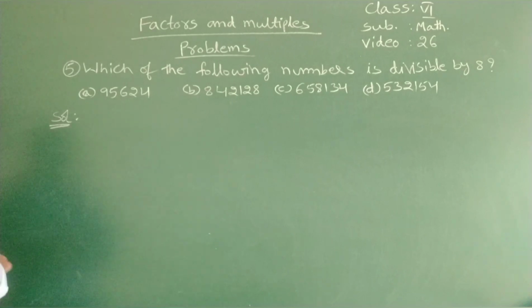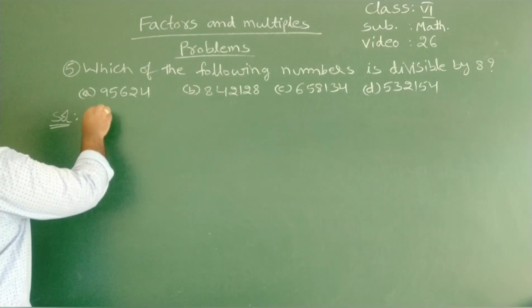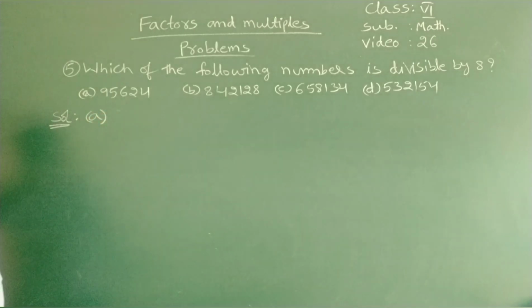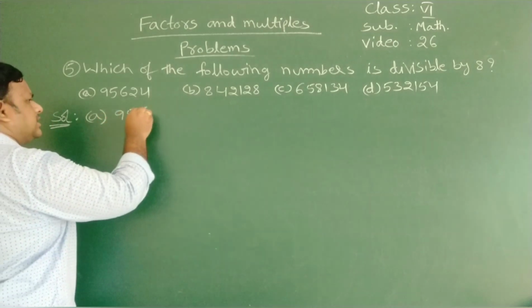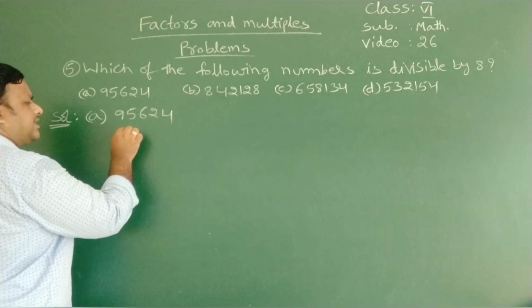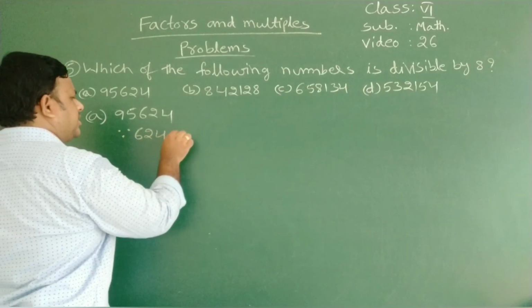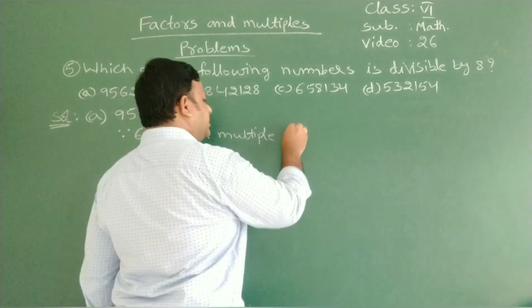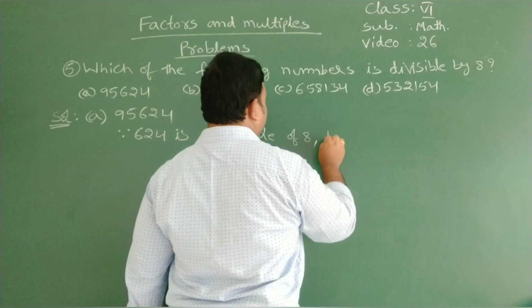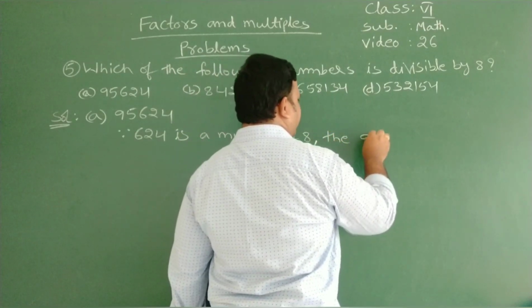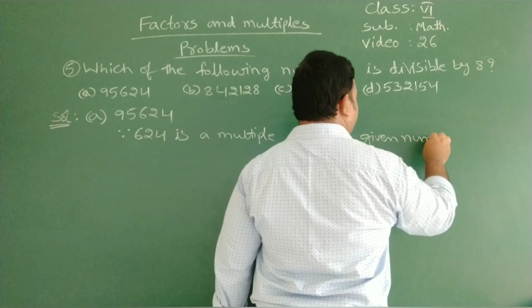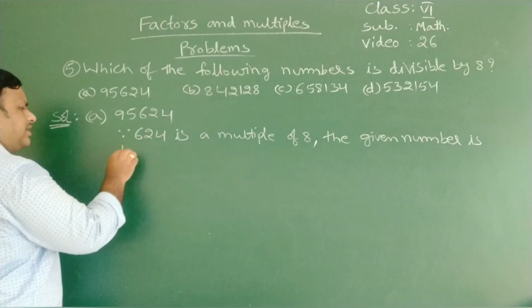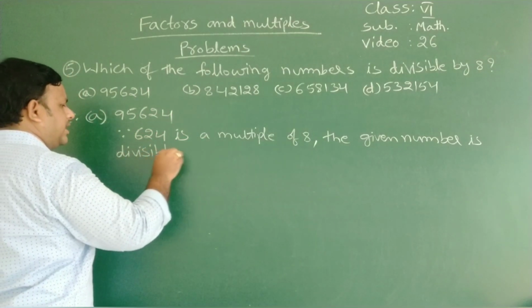So how to write the answer? See. 95624 is given. Here I am writing the reason. Since 624 is a multiple of 8, the given number is divisible by 8.